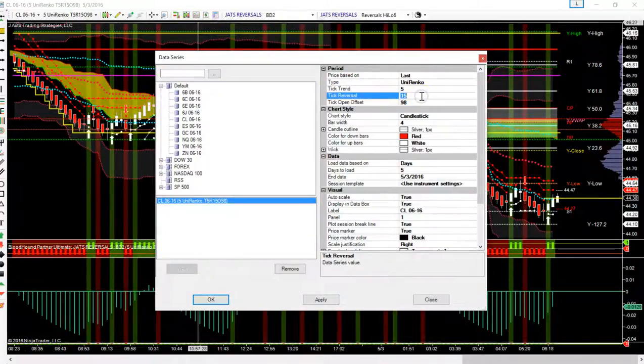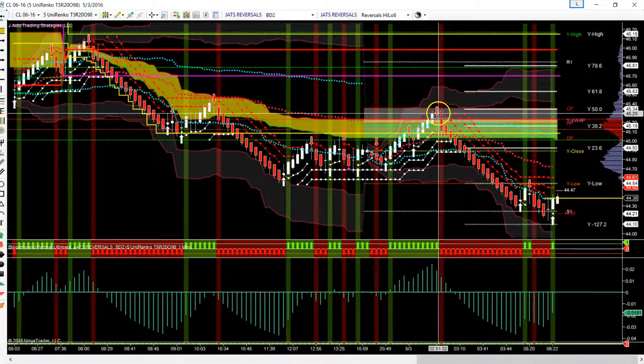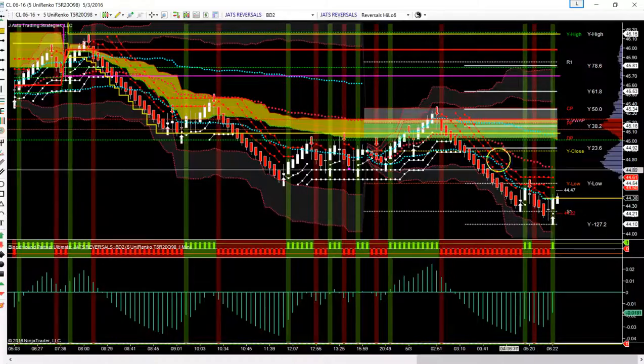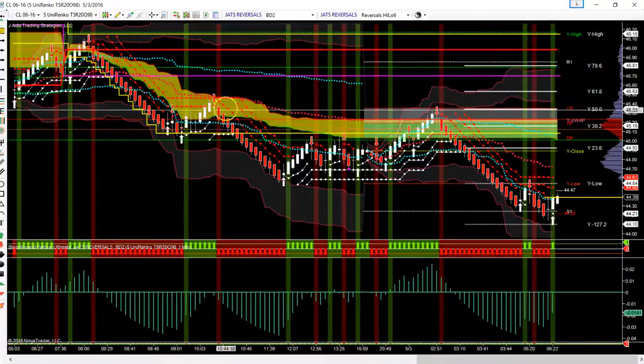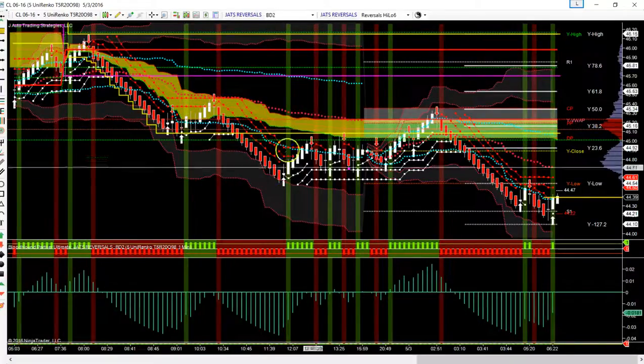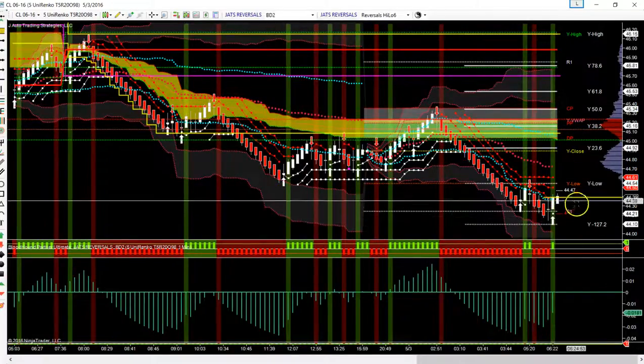You get a much easier shot at what the price is actually doing in the market. So much better longer trade opportunities when you increase your bar size.